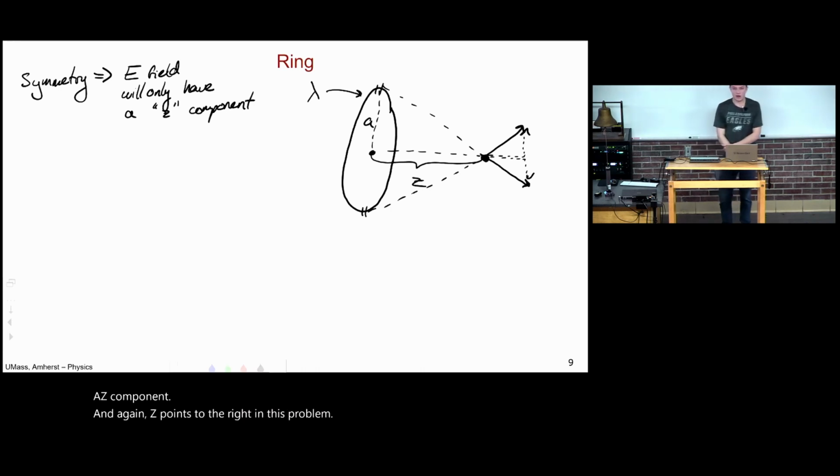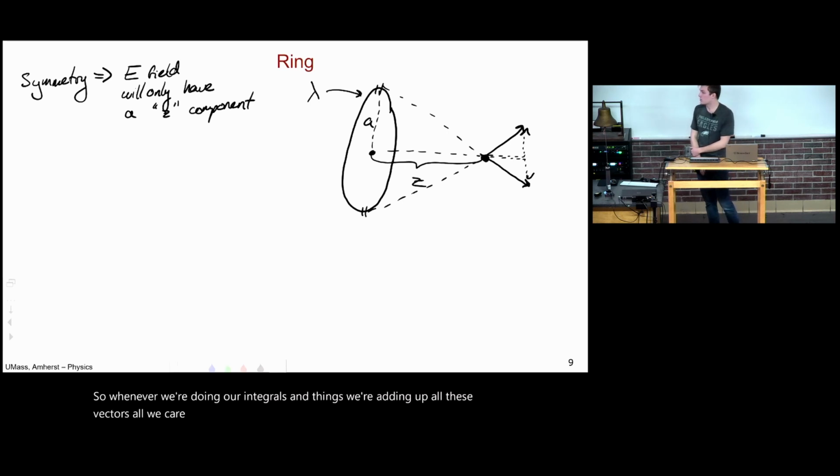So whenever we're doing our integrals, we're adding up all these vectors. All we care about will be the z components and adding them up, because we know all the other components are going to add to 0.